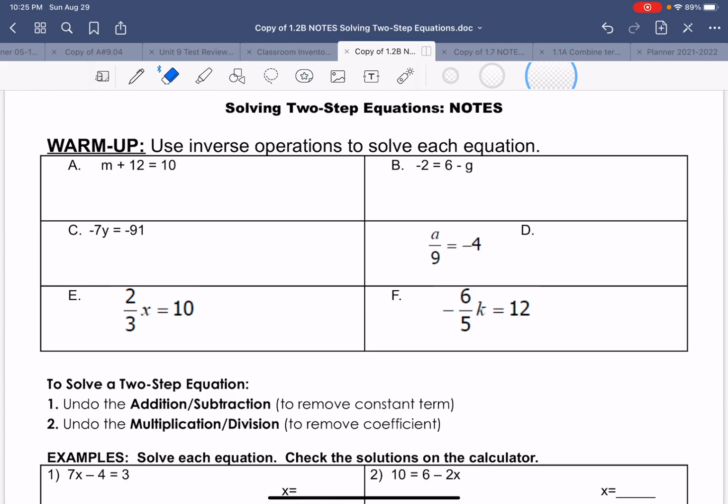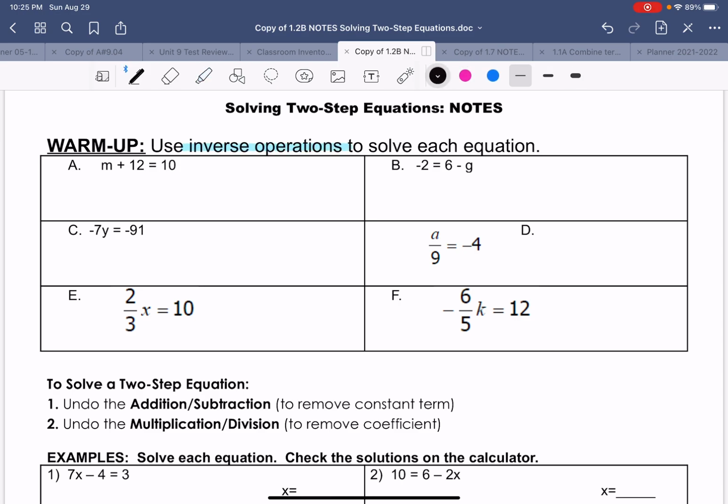All right, today we're going to be doing two-step equations of linear equations. Before we do that, I'm going to go through the warm-up really quickly, just so we know what the inverse operation means.